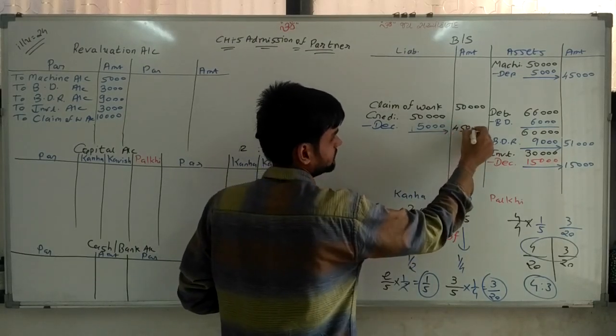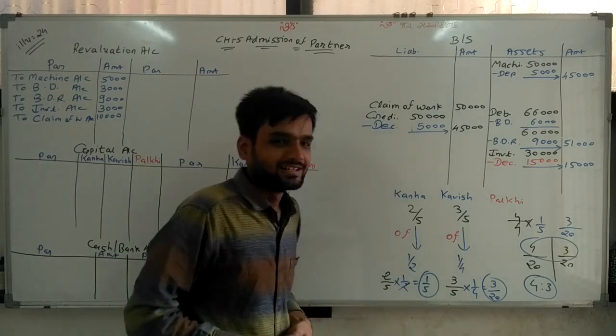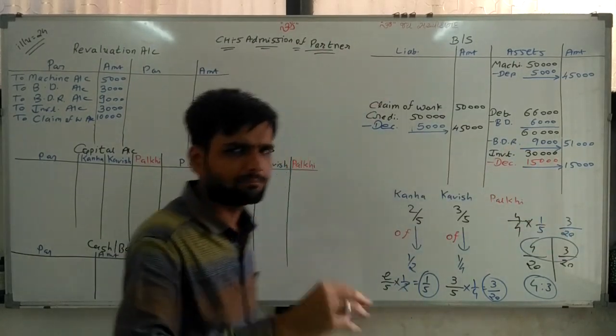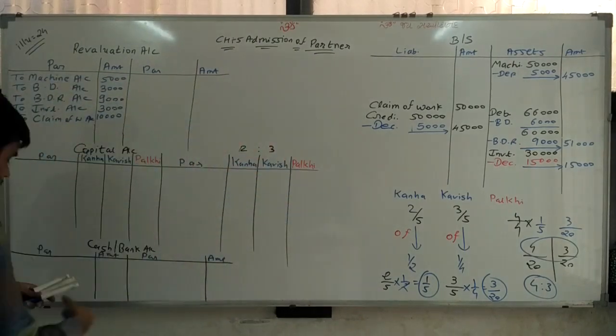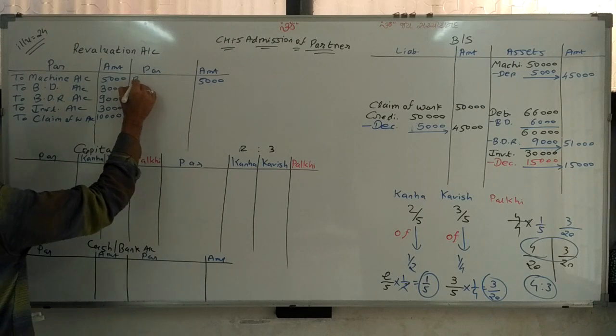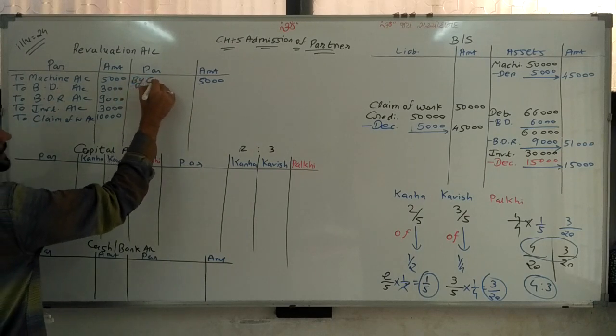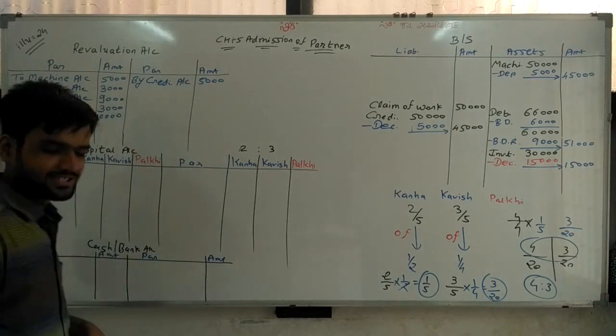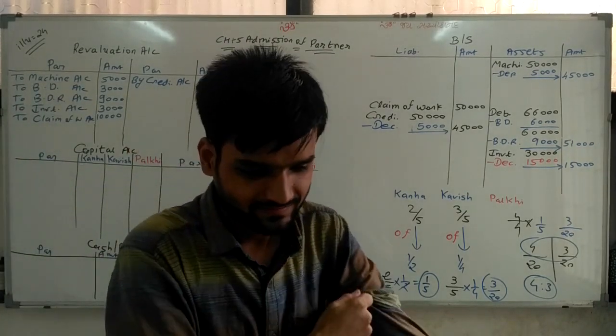45,000 rupees. Sir, liability side decrease means happy. Liability decrease, happy, means credited to revaluation account by creditors account. Simple. Going ahead.